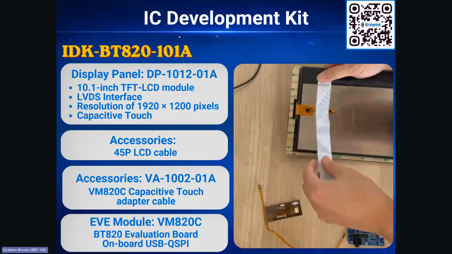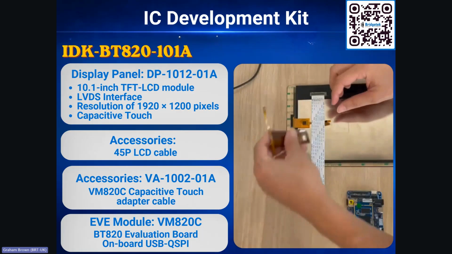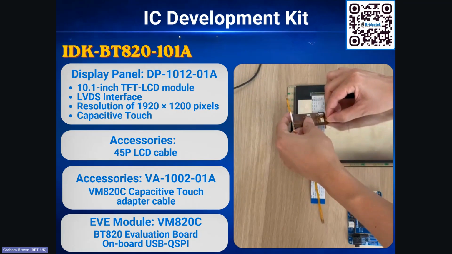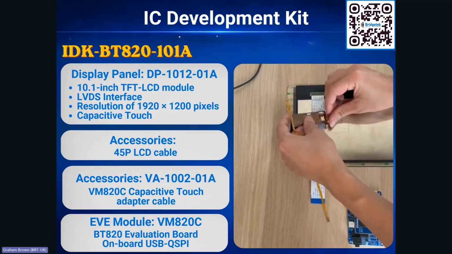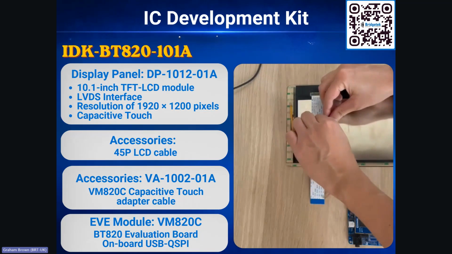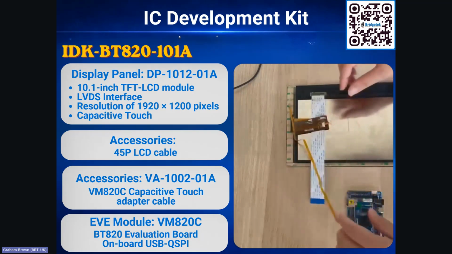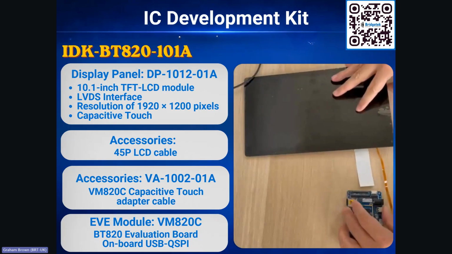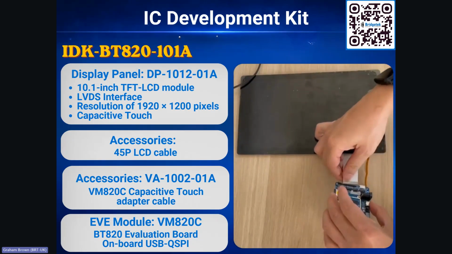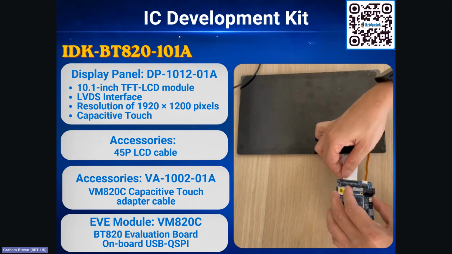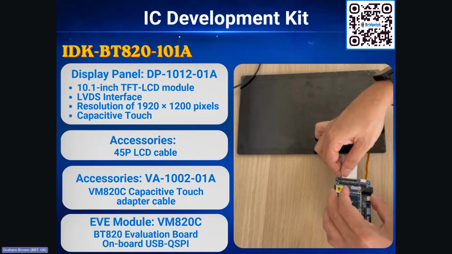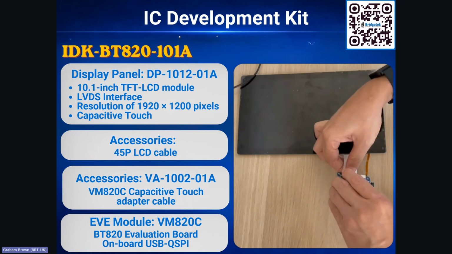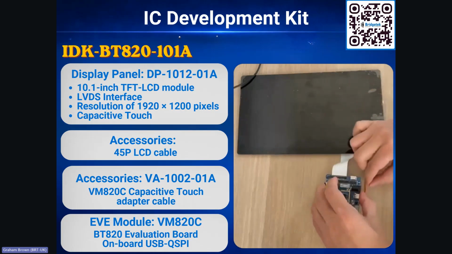It's paired with a stunning 10.1-inch LVDS TFT LCD at WUXGA resolution 1920 by 1200 with capacitive touch for a smooth, modern user experience. Here we use the included touch adapter cable to connect the panel to the VM820C, allowing applications to leverage the 5-point multi-touch application to the BT820B. The included flex cable provides the LVDS connection to the VM820C, supporting its high-resolution display capabilities.